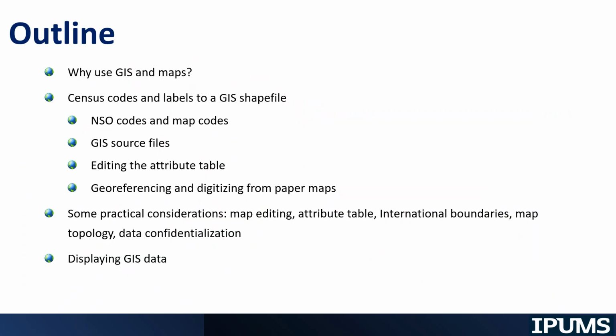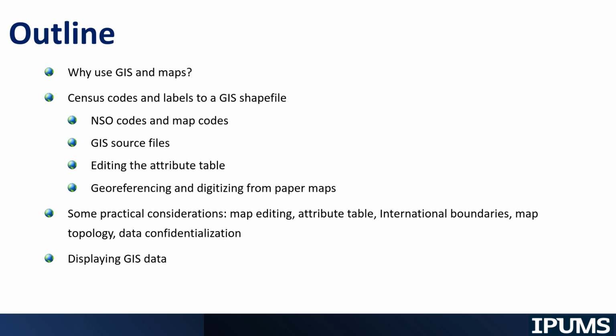So I broke out my outline into four big sections. The first one is a tiny section about why care, why use GIS and maps. The second section is a technical hands-on section on how you would take your data and make maps from that. The third section is what are some of the practical considerations that you need to keep in mind while you are making the maps from the data. And then the final section is displaying some of the GIS data that you produced and what you can do with it, like what are your options.